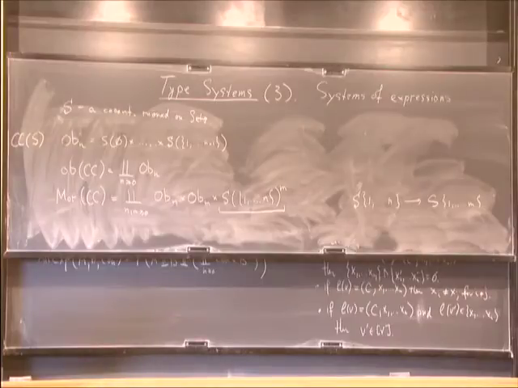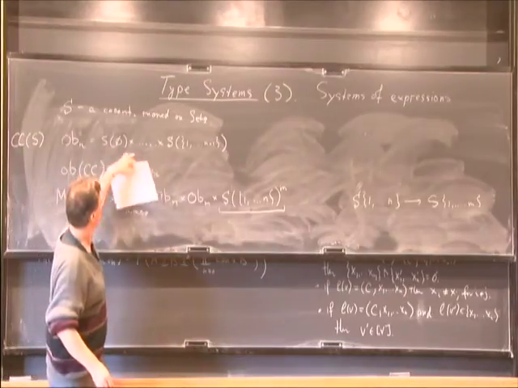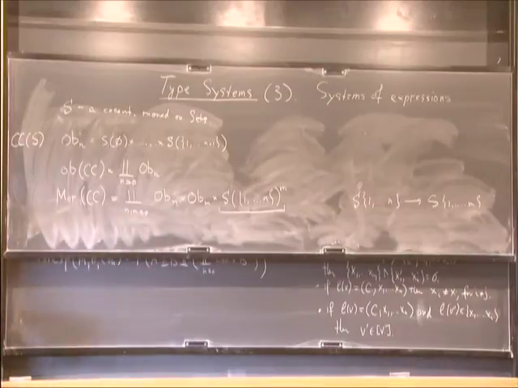Now there is the issue of the structure. So the length function is clear. It's just this n. So now I'm writing the rest of the C structure on this. This is obvious. So the point is the only element of ob zero. So the ob zero here is a product of zero terms, so it's one point.